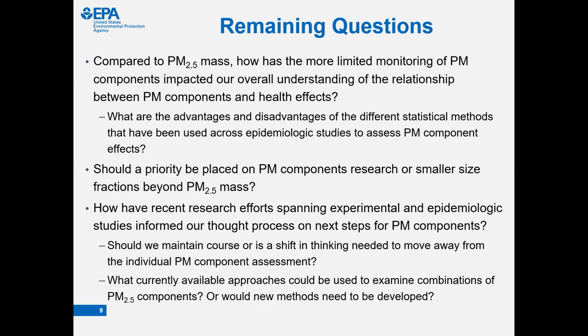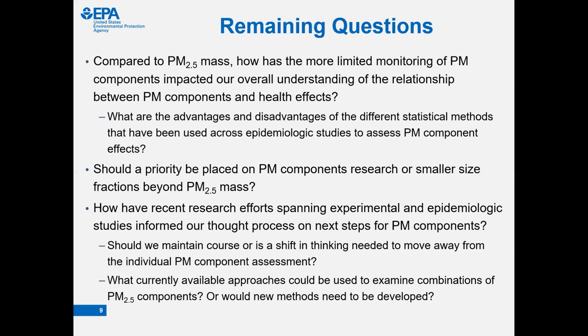And so stemming from our evaluation within the ISA, it led to a series of questions, which I think many are going to be addressed in the presentations that follow, and some are probably good for the discussion at the end. Many are focusing on, how does the fact that we've had limited monitoring of PM 2.5 components factor into some of our results that we're seeing across studies? What are the advantages and disadvantages of the different statistical approaches that have been used? Should some be used more than others?